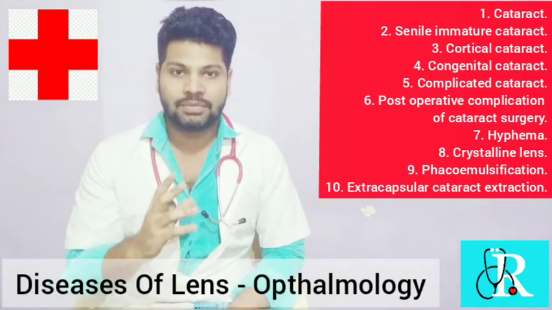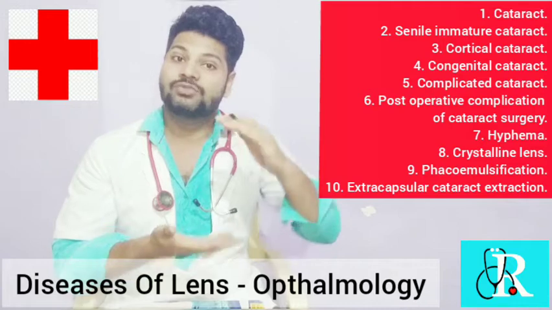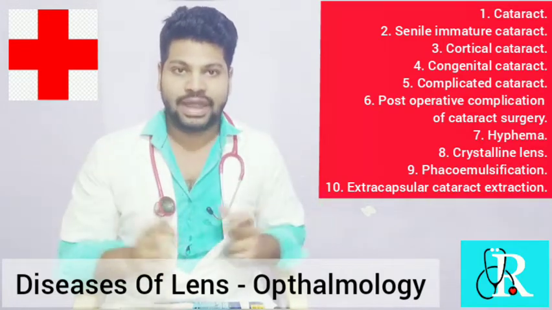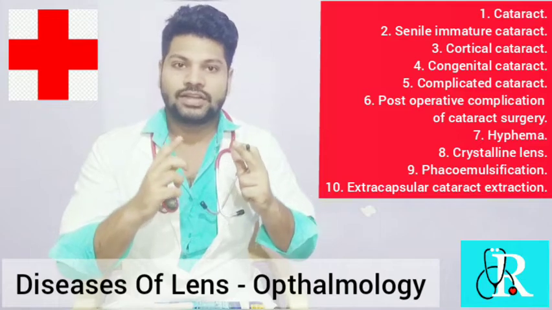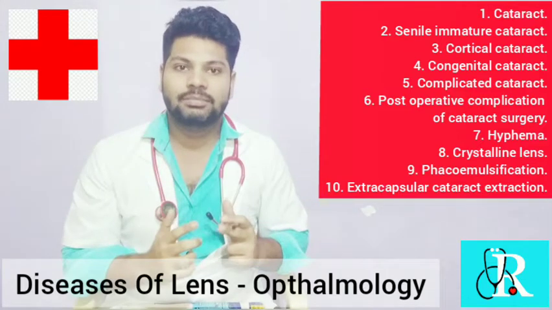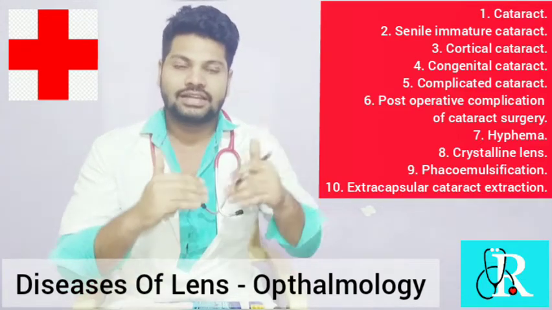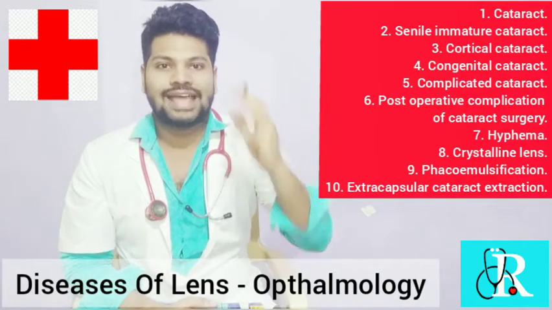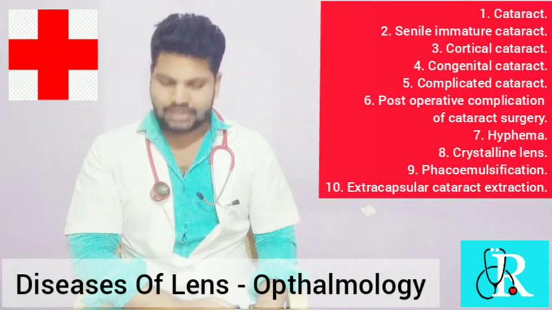The lens is a crystalline material. It is flexible in nature. It consists of an outer capsule, then comes the cortex. The cortex is lined by the epithelial cell layer, and inside that is the nucleus, which consists of a lot of collagen fibers. So now let us discuss cataract.